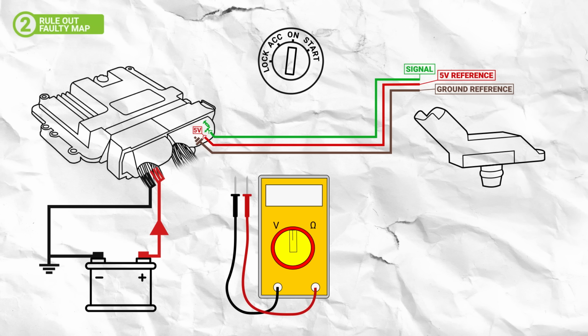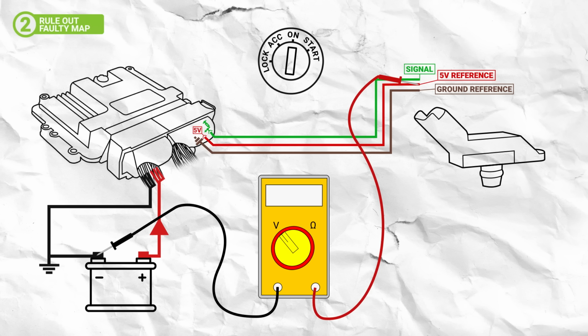Turn your ignition back on and, with your multimeter set to volts DC, place the red probe on the 5-volt reference supply terminal at the sensor's connector and the black probe on battery negative. You should expect a good reading of close to 5 volts. Moving your red probe to the sensor's signal terminal, you should find that voltage is being pulled up, again to around 5 volts. Next, check the circuit's ground connection.